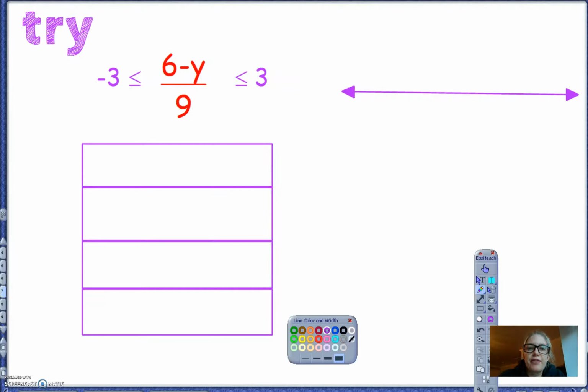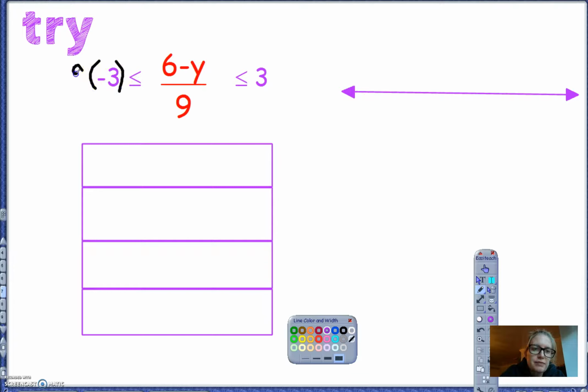We can try this one together, and then I have another one for you to try on your own, which can be quite difficult. So here we have a lot more stuff going on in the middle. We need to undo this divide by 9 first. So what you're going to do is you're going to multiply all three sides by 9. And I'll show you. It should look like this.